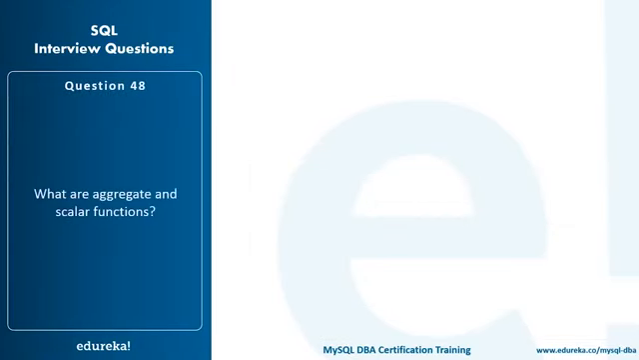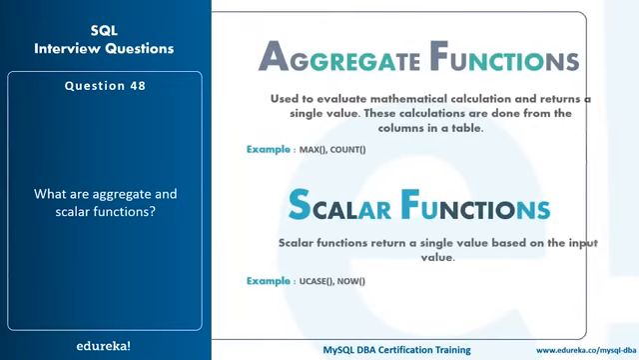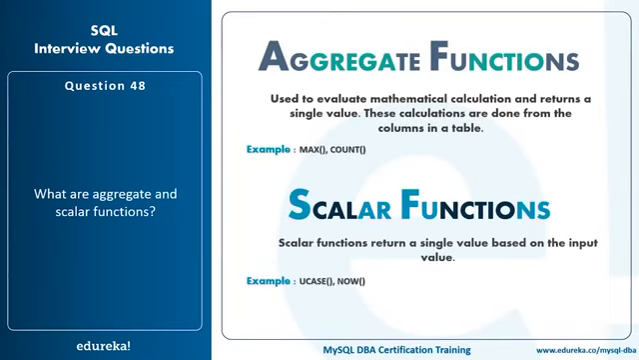That is, what are aggregate and scalar functions? The aggregate functions are used to evaluate mathematical calculations and return a single value. These calculations are done on columns in a table. For example, you can consider the max function and the count function as aggregate functions. Now, scalar functions basically return a single value based on the input value. For example, you can consider the ucase and now functions as scalar functions, as they're calculated with respect to the string. So guys, this is what aggregate functions and scalar functions mean.